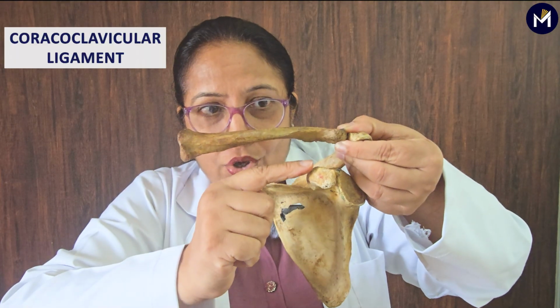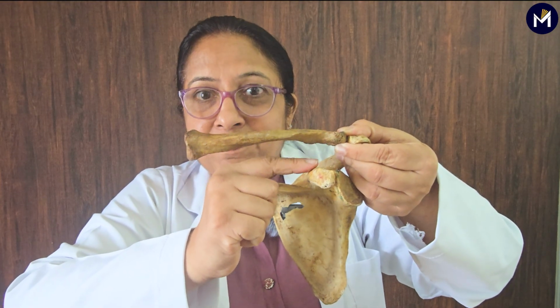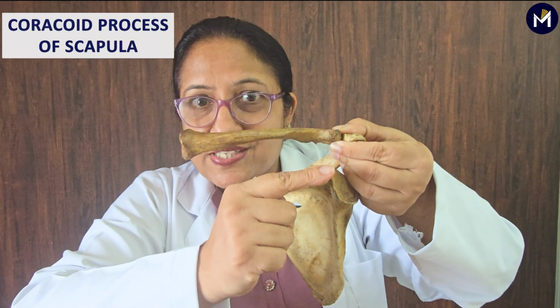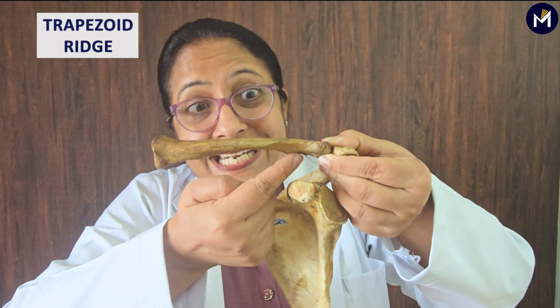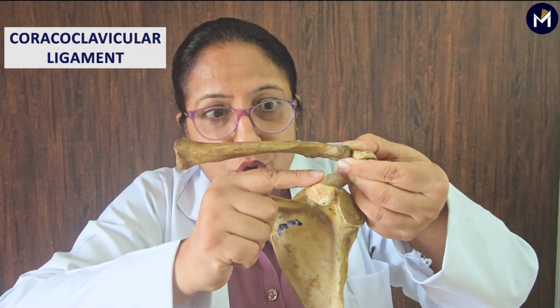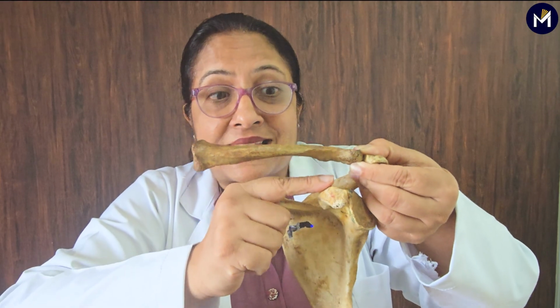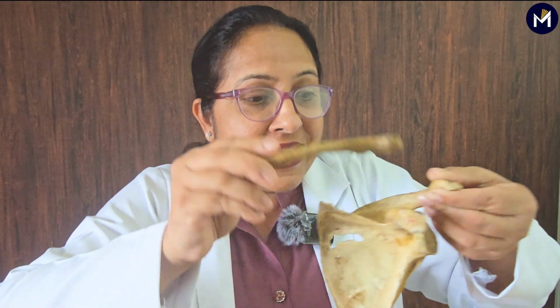See, it's held like this in our body. So, the coracoclavicular ligament is here. This is the coracoid process of the scapula. This is the conoid tubercle. This is the trapezoid ridge beneath it. So, the coracoclavicular ligament is present over here. Now, this border is the anterior border. So, which muscle is attached? You saw it in the previous picture. Your deltoid is attached. The anterior fibers of deltoid are attached over here.